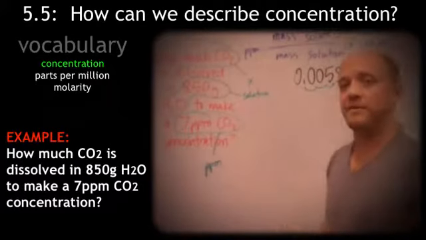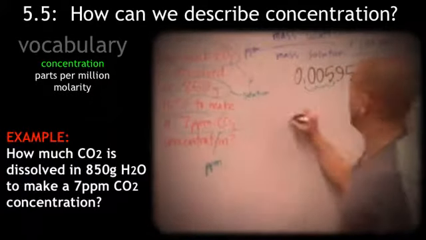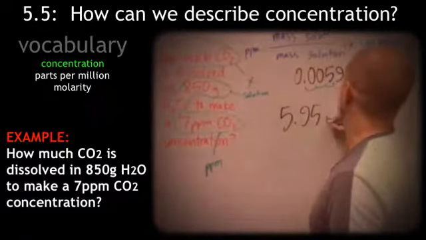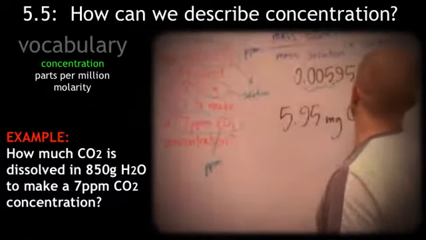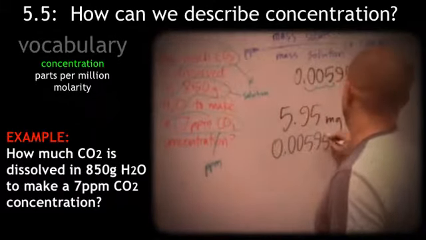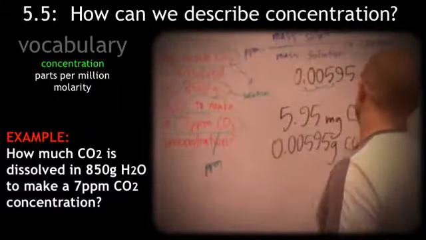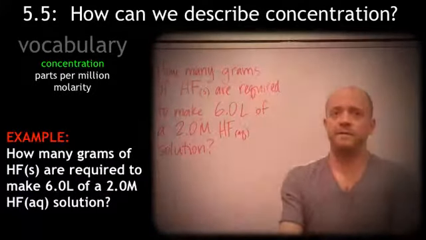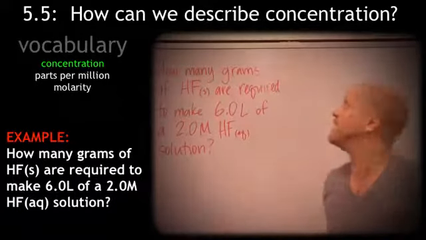Because 1 milligram is 1/1000th of a gram. So it would be 5.95 milligrams of CO2 or 0.00595 grams of CO2.